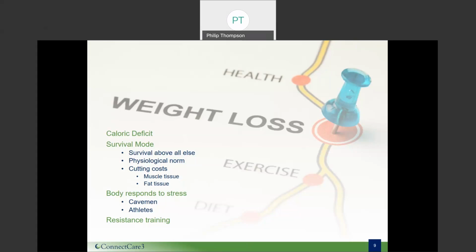So we're in a caloric deficit. We want to trick the body into keeping the muscle tissue, because if you can't take the calories from our organ system, if you can't take it from muscle tissue, there's only one other place to take those calories from: body fat. And that's what we're trying to do. We want to lose body fat.